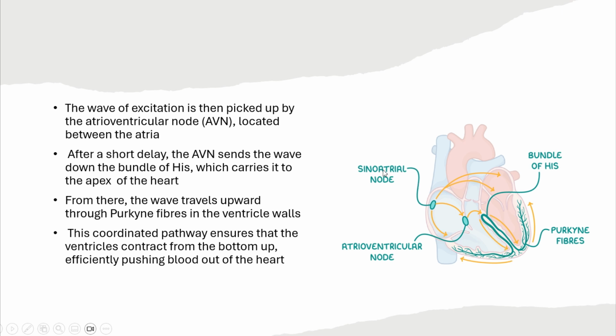So basically, a little recap: the SAN is over there and it starts the whole thing. As you see with the orange arrow, it moves into the atria. Same over here, it moves into the atria. These are electrical waves, by the way.